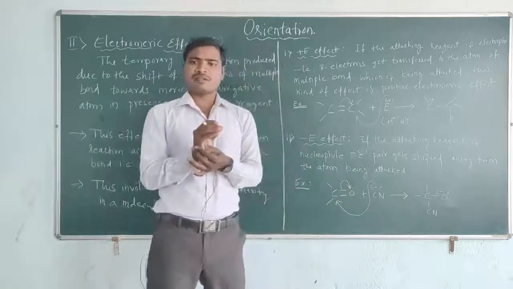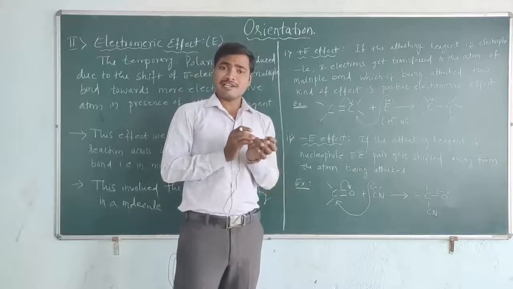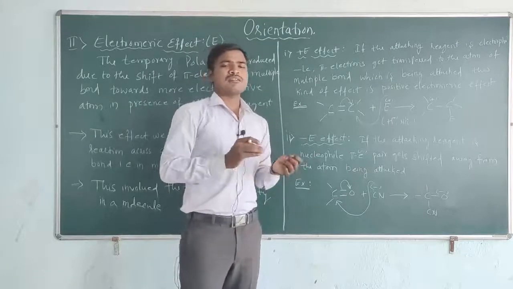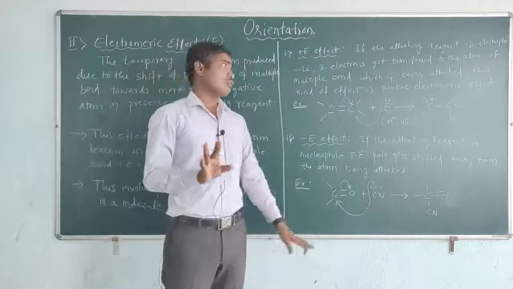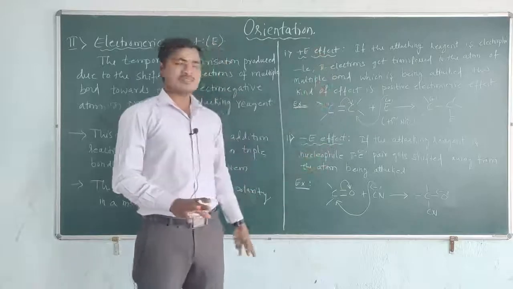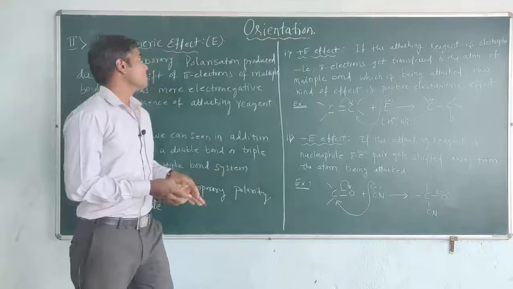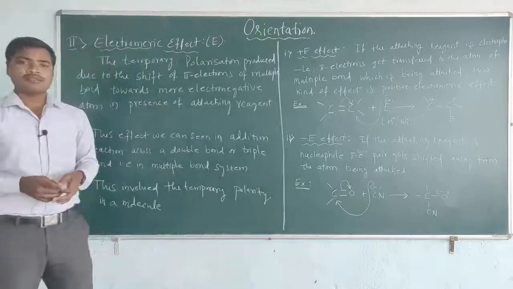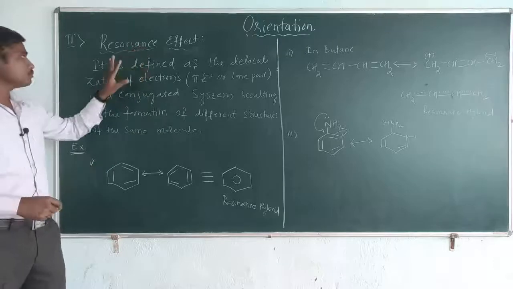So the electromagnetic effect is nothing but the temporary polarization of the pi electrons in a double bonded molecule, which involves the generation of temporary polarity in a molecule. One is the plus E effect and the second one is the minus E effect. So this is about the electromagnetic effect. The next effect is the resonance effect.